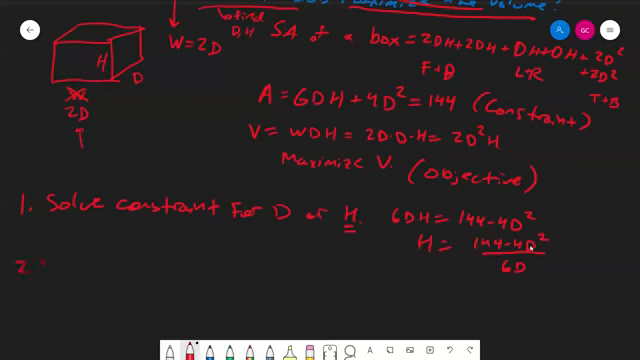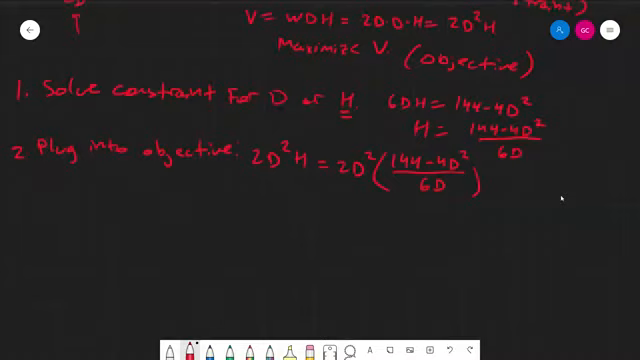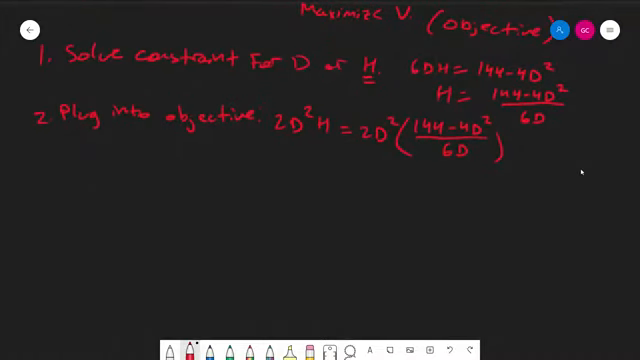And now we're going to plug that into the objective. So the objective function, remember, was 2d squared h. So that's 2d squared times (144 minus 4d squared) divided by 6d. It's worth simplifying at this stage because in a minute we're going to take the derivative of all of this. So d squared out front and d on the bottom, I can cancel out one of those d's. And this 2 and that 6, I can cancel to put a 3 on the bottom.